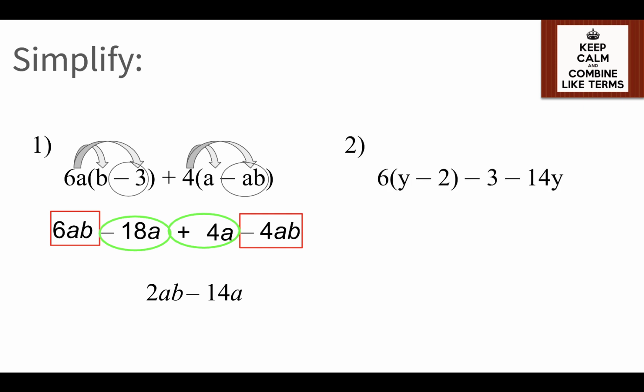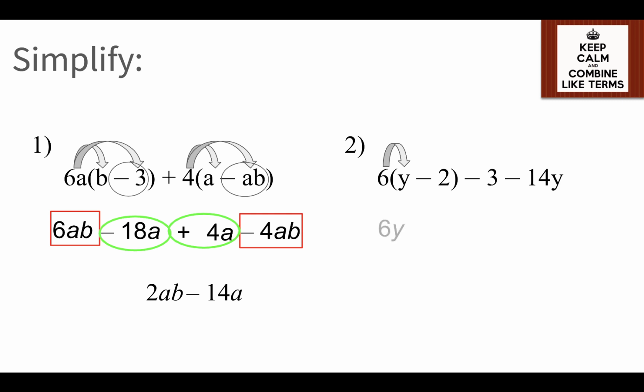Expression 2, 6 times the quantity. Quantity is just a fancy word for value. 6 times the quantity y minus 2 minus 3 minus 14y. We have a mama bird. Let's make sure that we pass that multiplication to the birdies inside the nest first.